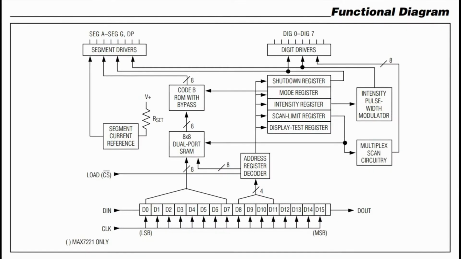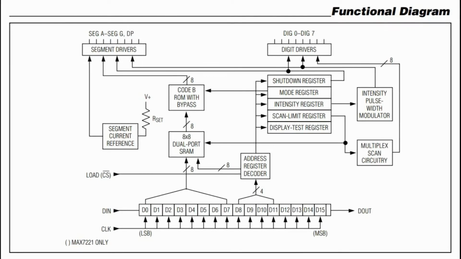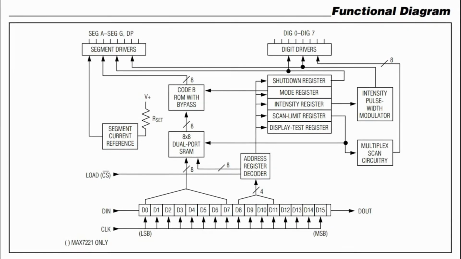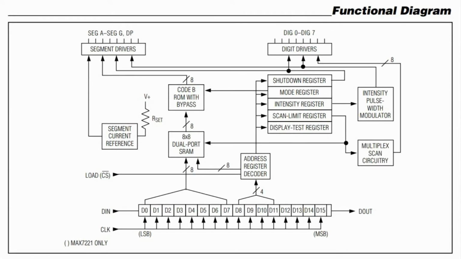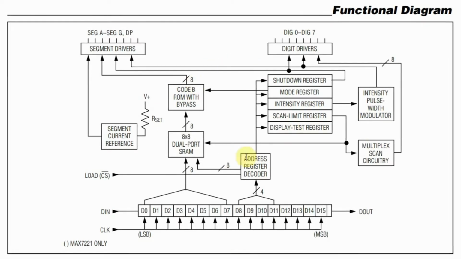The MAX7219 is a serial input-output common cathode display driver that interfaces microprocessors to 7-segment displays of up to 8 digits. The functional diagram is shown here.